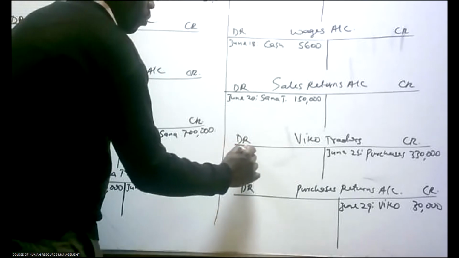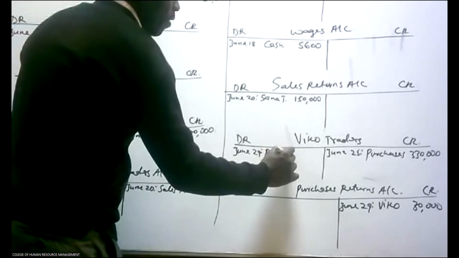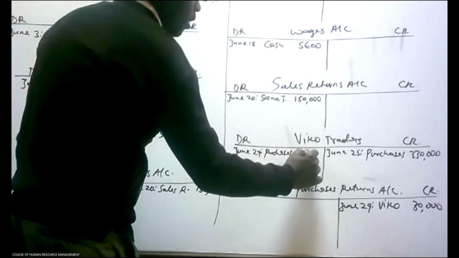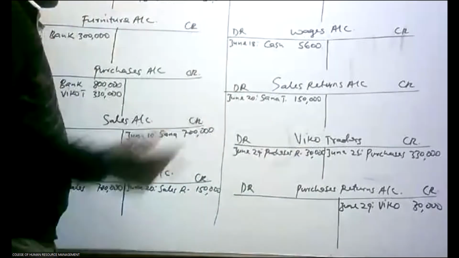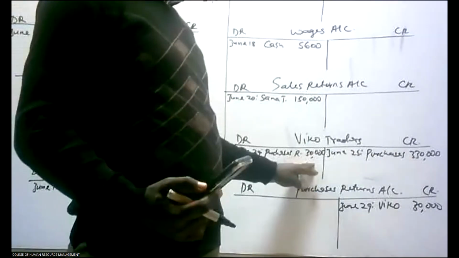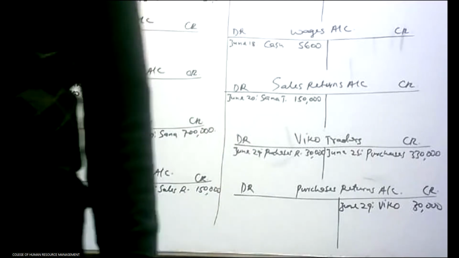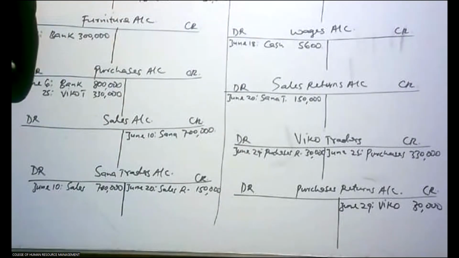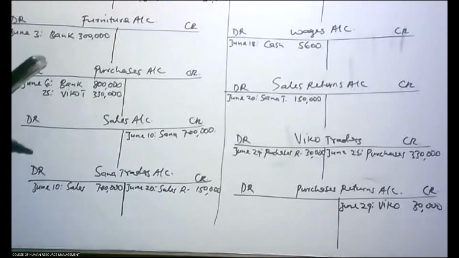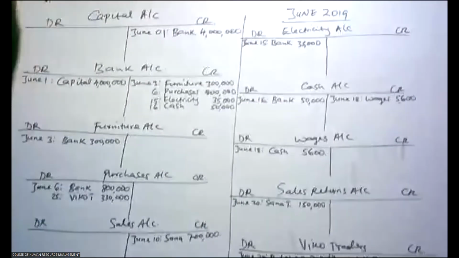Come here and say June 29, this is purchases. Purchases returns of 30,000. Then now we can get the balance. This is now what we were supposed to pay minus what we returned. The balance is 30,000 to that account. Then you need to go ahead and balance. I won't do that because I'm sure that is not something that you cannot be able to do.